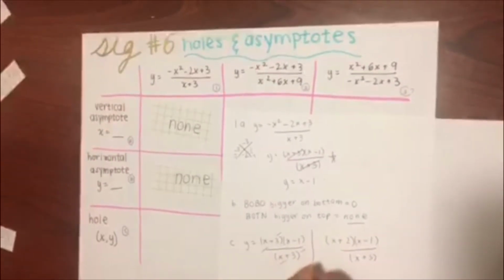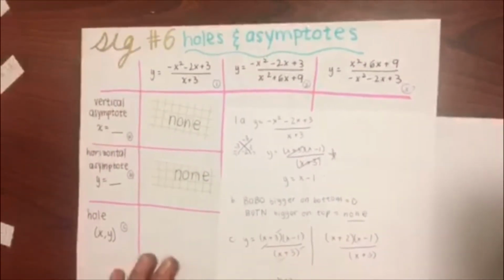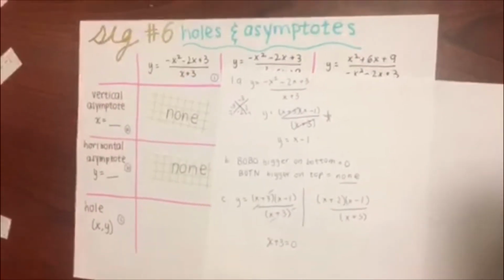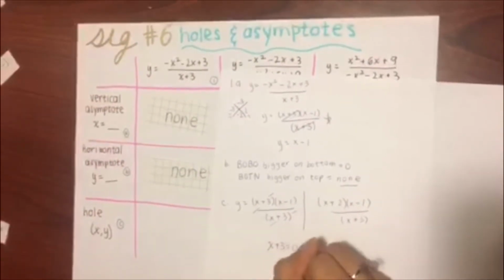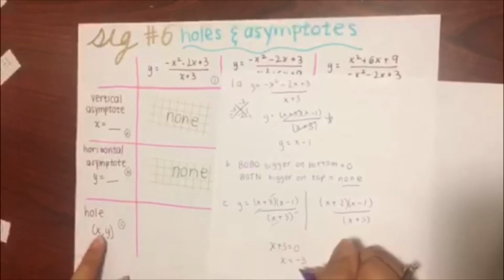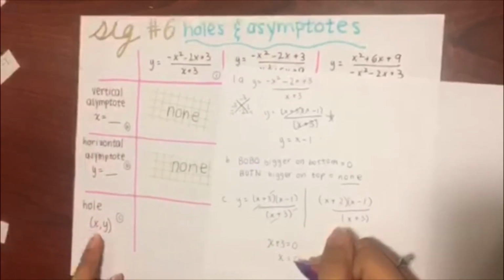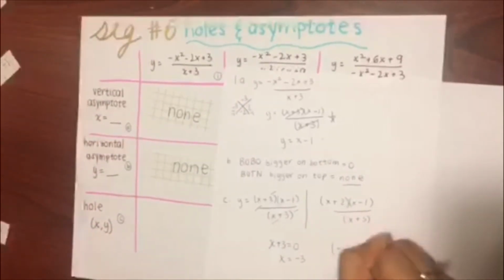So what you do is you take the number that you crossed out and you equal it to 0. And then you're going to solve for x. So x is negative 3. So in this hole right here, this first x is going to be negative 3.